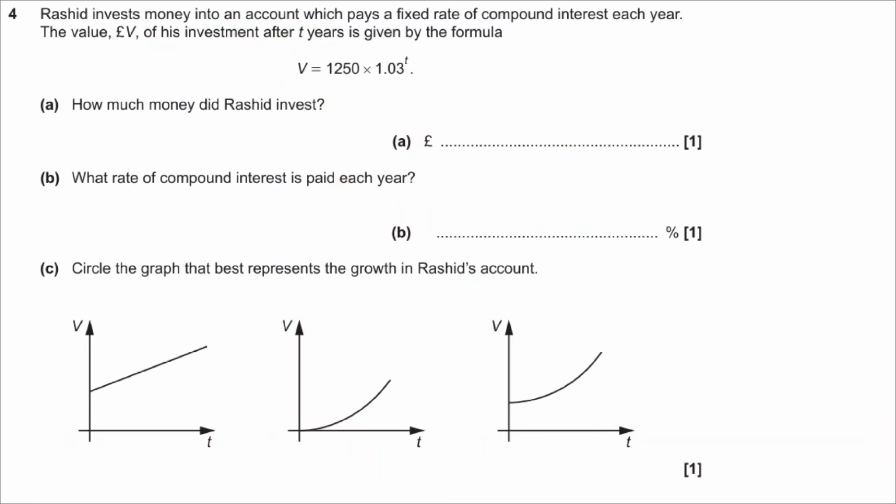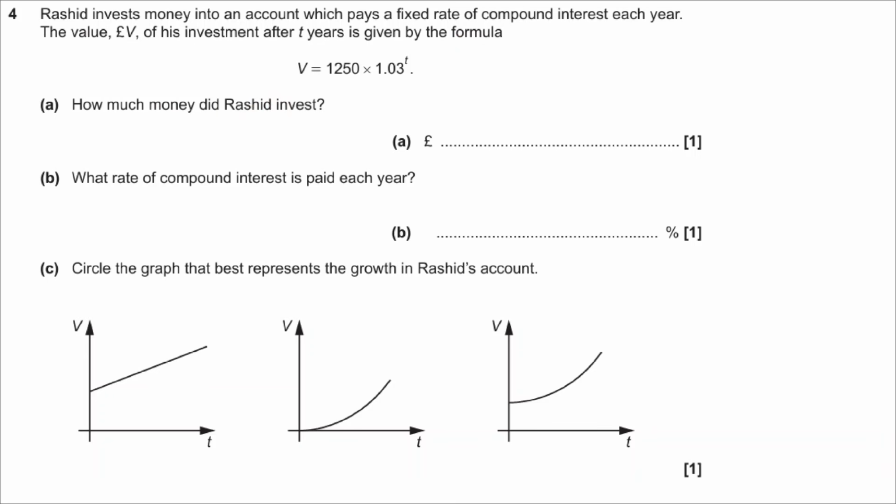Question 4, you've got this. Rashid invests money into an account which pays a fixed rate of compound interest. So this here is like the compound interest formula. You've got your initial amount multiplied to the number of years. The value V pounds of his new investment after 2 years is given by the formula. How much money did Rashid invest?